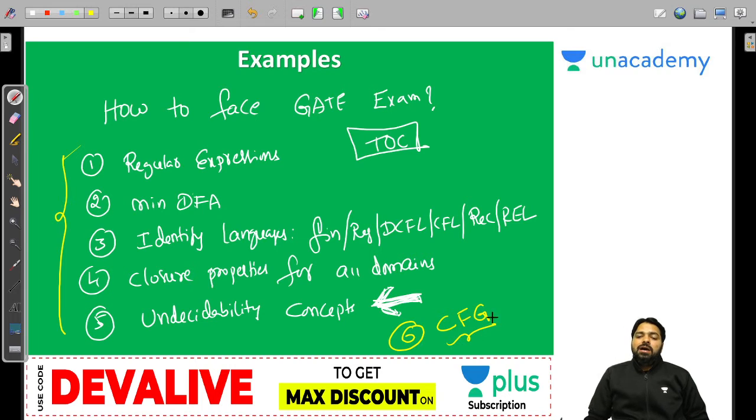CFG: practice as many CFGs as you can to identify the language. Identify the language generated by a given context-free grammar. That is another important one for the GATE exam, guys, because compiler design and TOC have this common topic.